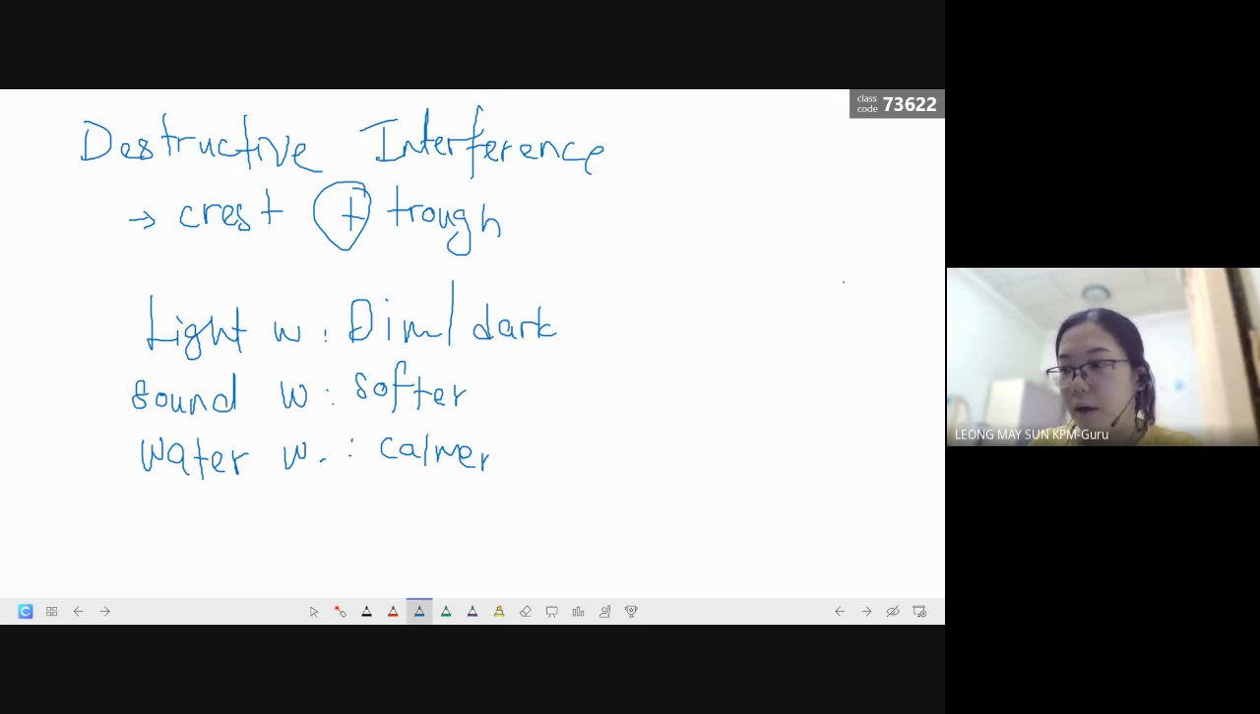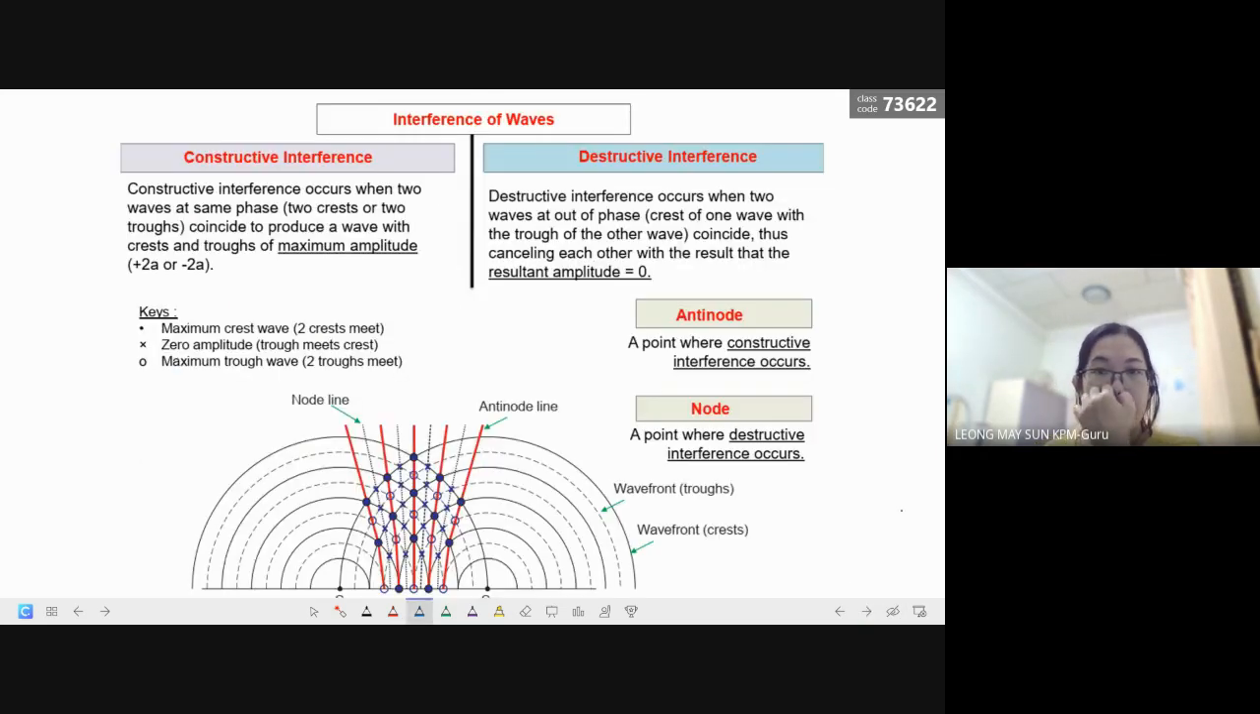All right, so interference of wave, constructive interference. Constructive interference occurs when two waves of the same phase, which means both are at crest or both are at trough, coincide to produce a wave with maximum amplitude. Maximum amplitude doesn't only mean positive, it also means the negative direction.